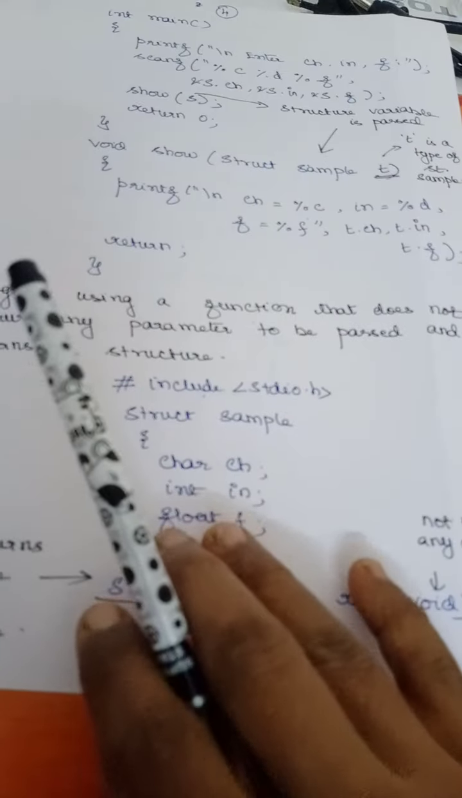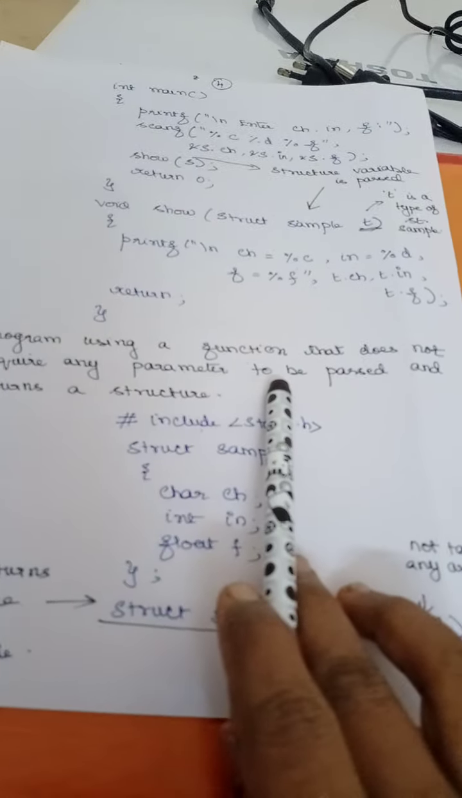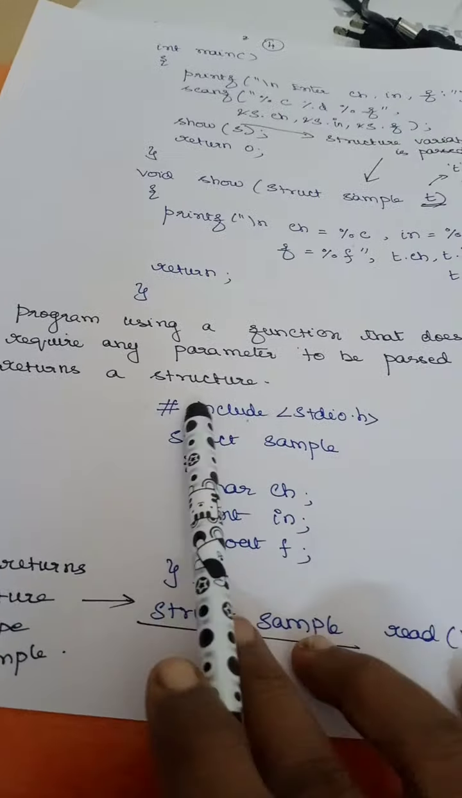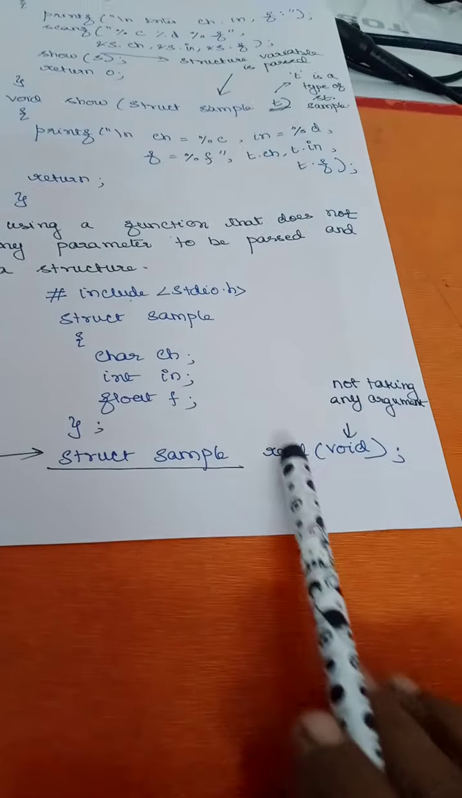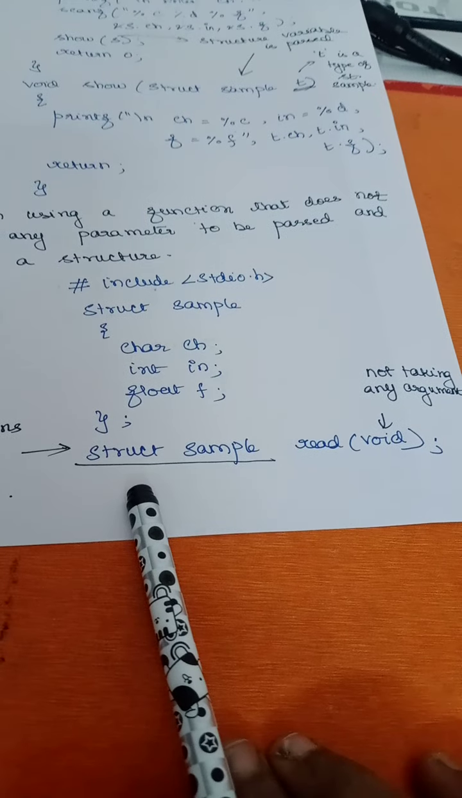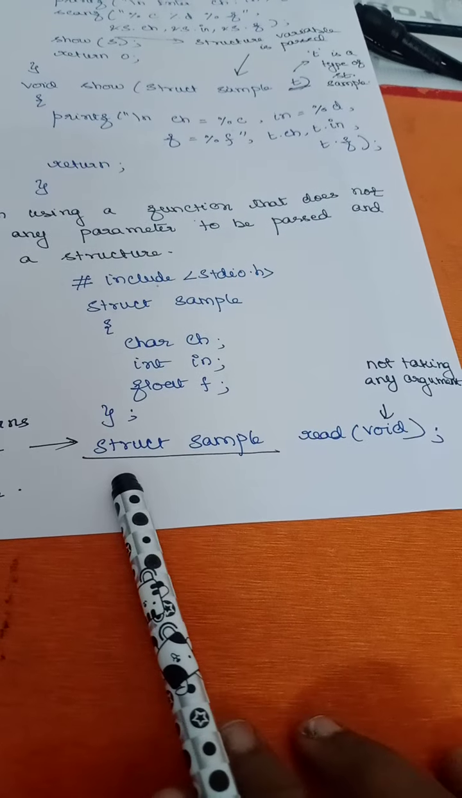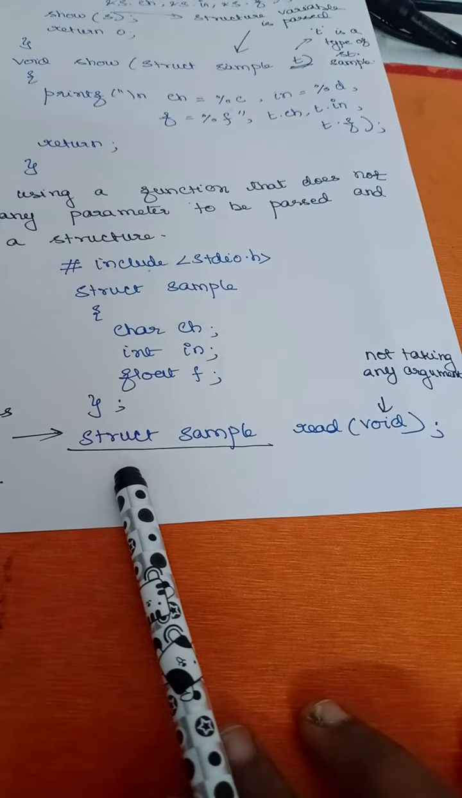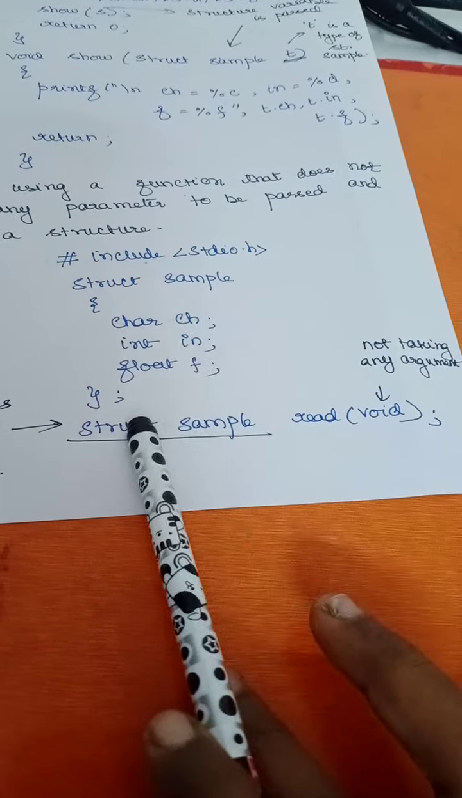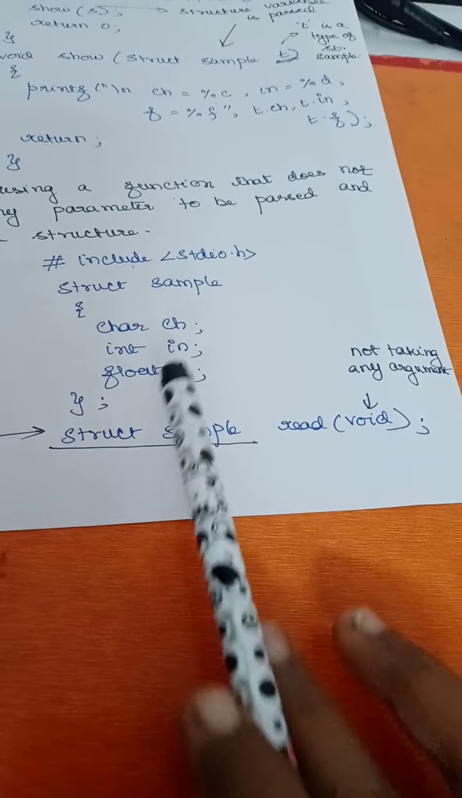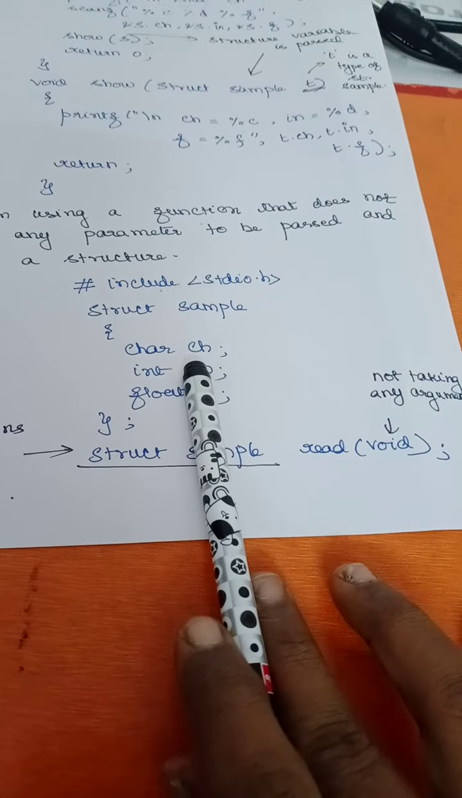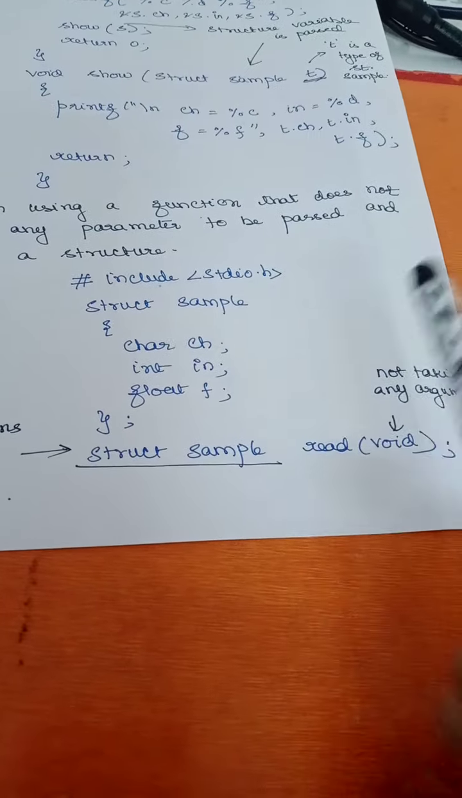Now we'll see one more example where you are using a function that does not require any parameter to be passed and returns a structure. So here it takes nothing, but it is returning a structure. Returning a structure means I have to write the keyword struct. And what type of structure is it returning? sample. If I have only one structure, no problem. If I have one more structure, I will get confused. To identify the structure, we need to use a tag name. So here I have taken the same structure. Let us see how this will be used.